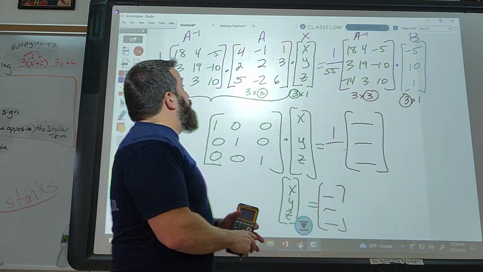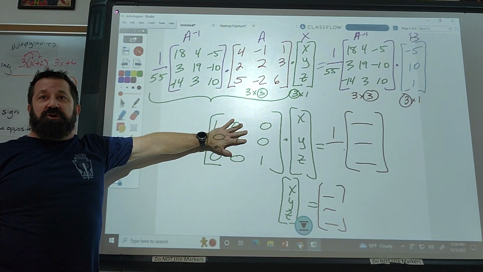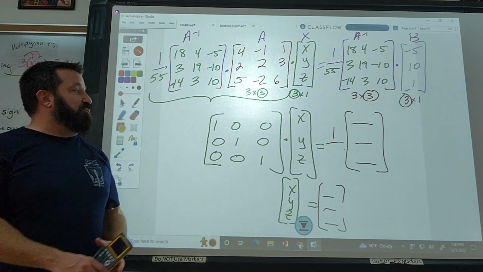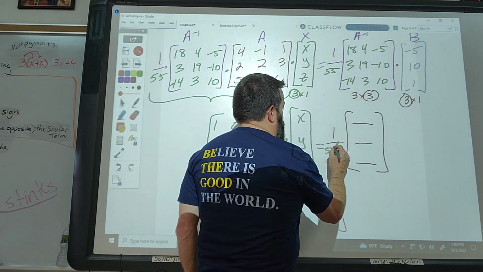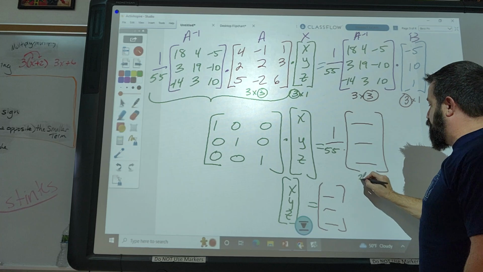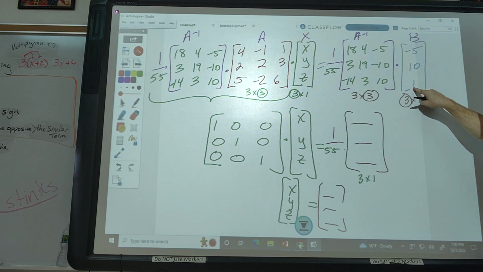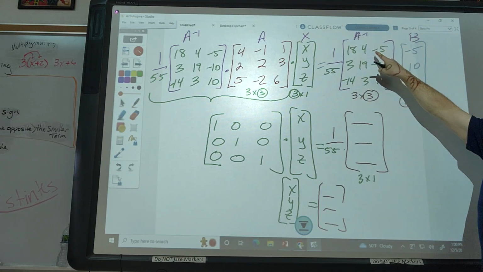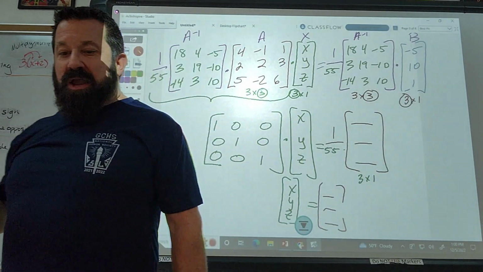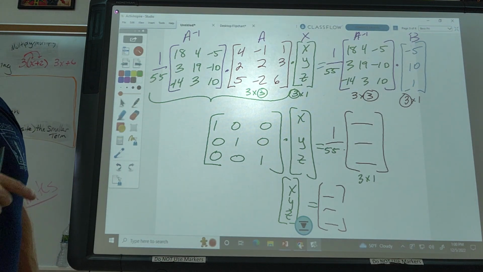Now, technically, you could multiply all this out, but these are inverses. So when they multiply, they get you all these ones and zeros. And when you take the identity matrix times XYZ, it becomes XYZ. All right? So on this side, I have to multiply these together. This is a 3 by 3 times a 3 by 1, which is going to give me a 3 by 1. You take this row of values times that column. So you take 18 times negative 5, 4 times 10, negative 5 times 1, and you add those up. And you're going to get negative 55.